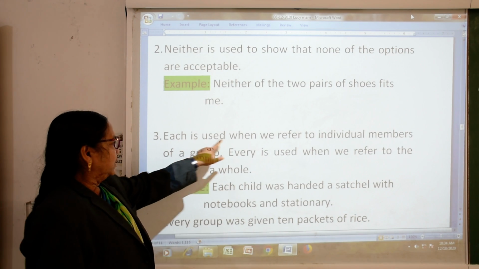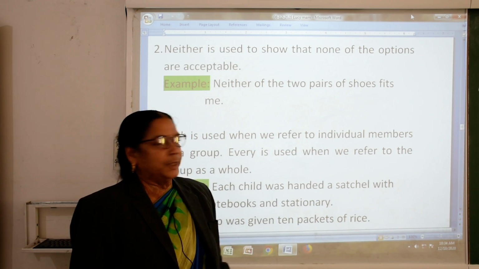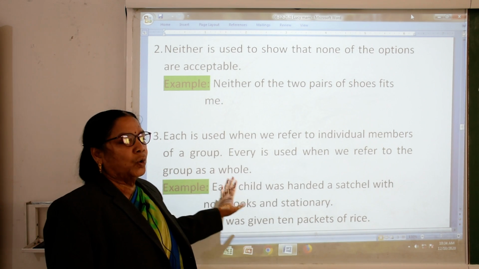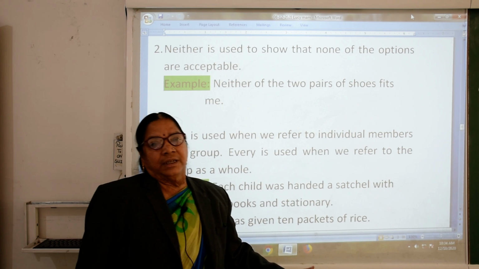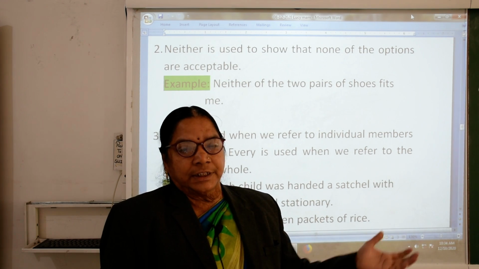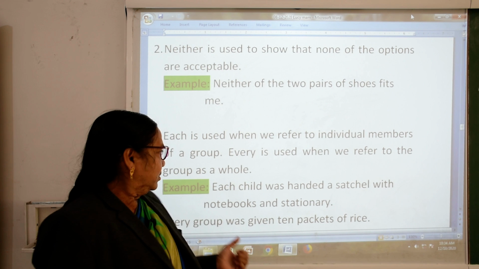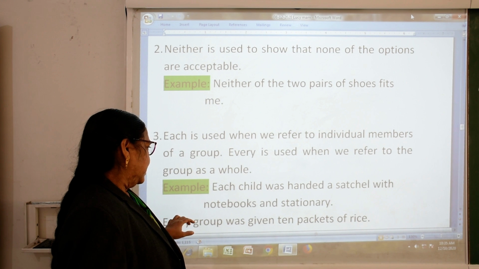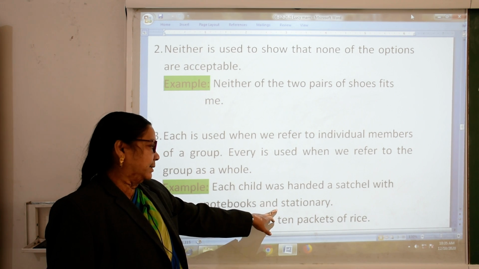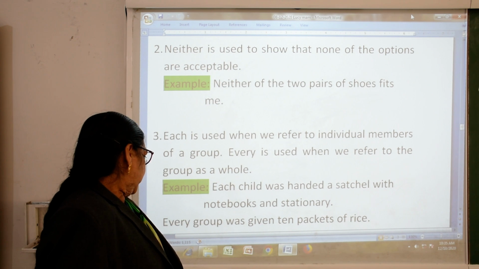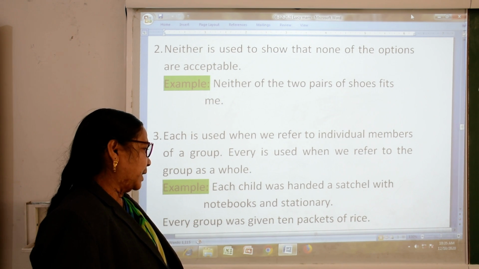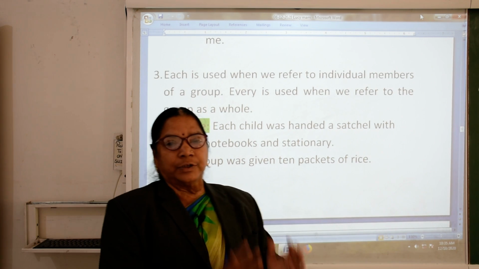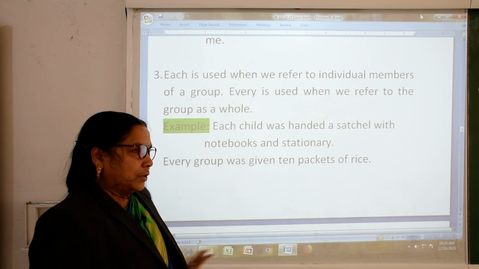Now, each is used when we refer to individual members of a group. Every is used when we refer to a whole group. Everybody is sitting, everybody is playing on the ground. Now, each child was handed a sketchbook with a notebook. Now, every group was given 10 packets of rice. Every group, each group, means every group was given a packet of rice.